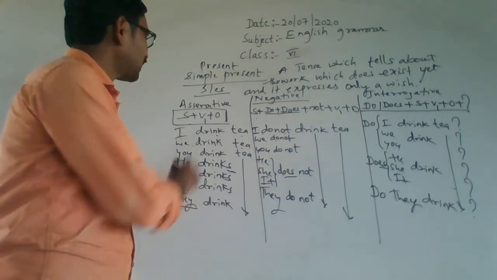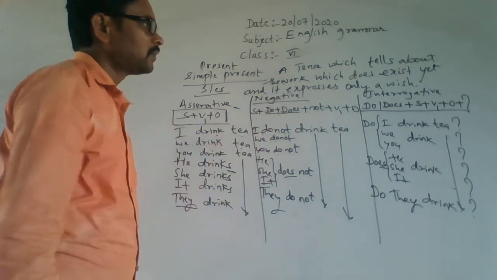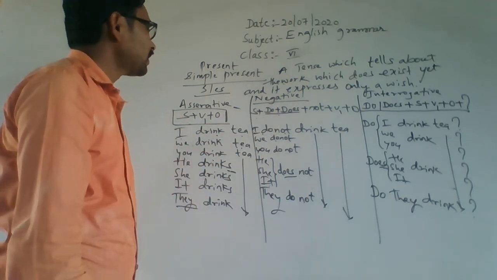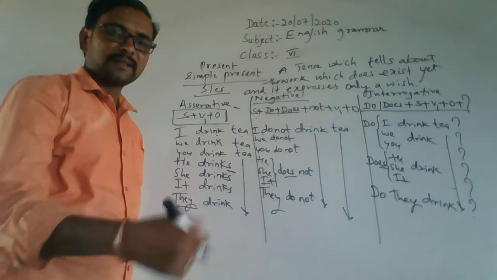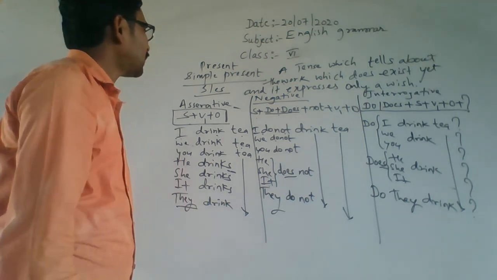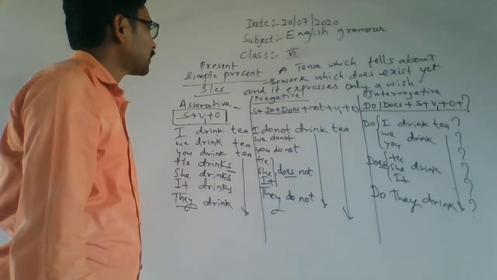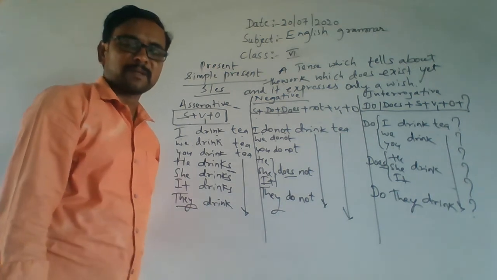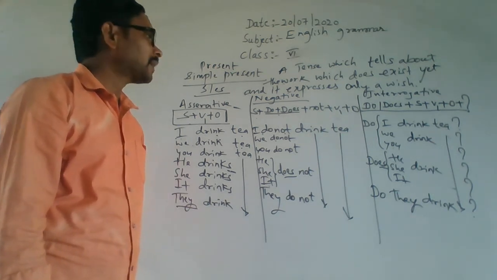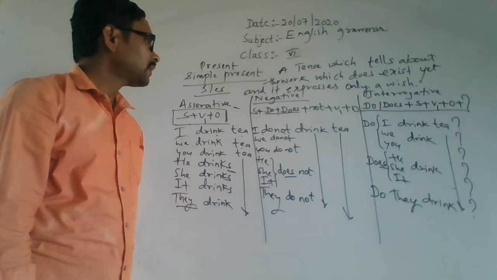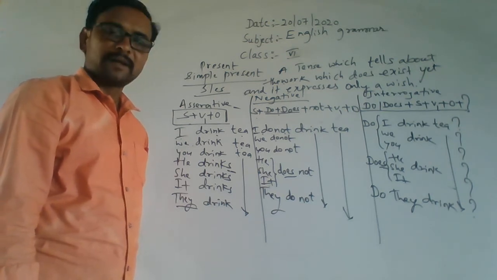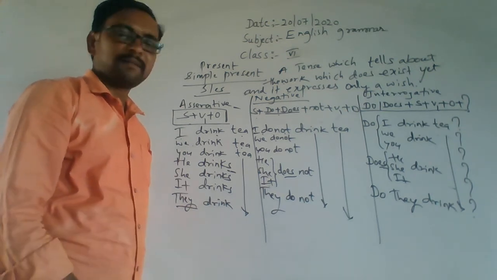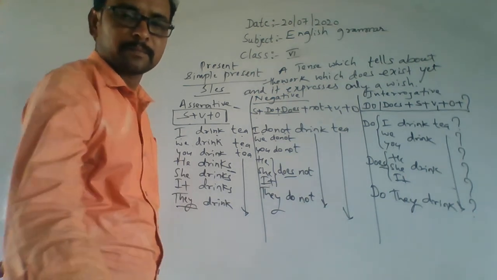So that is how to make an assertive, a negative, and an interrogative in the simple present. In the next class, I will tell you present continuous: what the helping verbs are, how to make a negative and how to make an interrogative. In the next class, I will tell you.